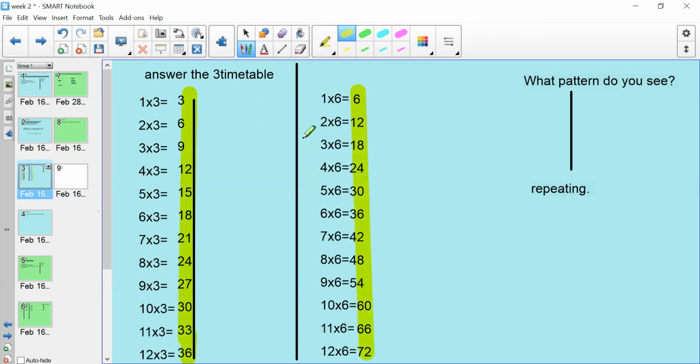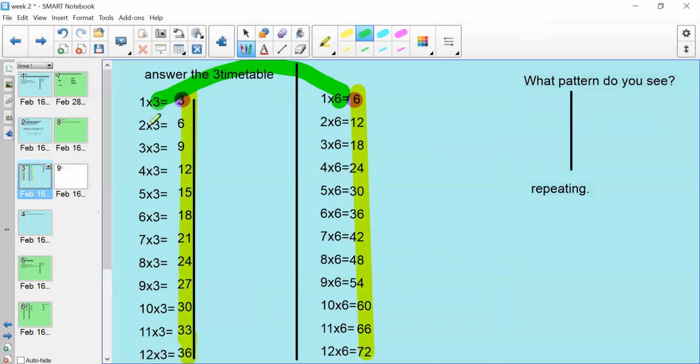Okay, but what's really important to notice is that if we're doing 1 times 3 is 3, if we double 3, and we know that double 3 is 6 because we saw that on the previous page, then the answer is going to be doubled as well. So the answer to 1 times 3, double that, you're going to get the answer to 1 times 6. And the same works with all of them.